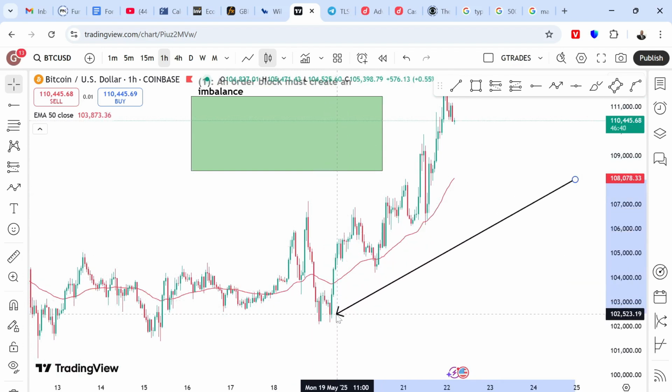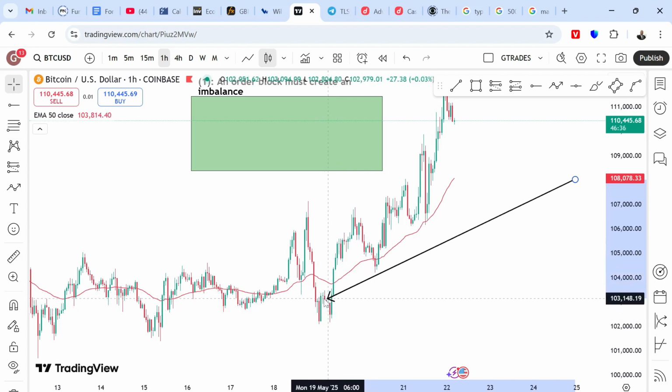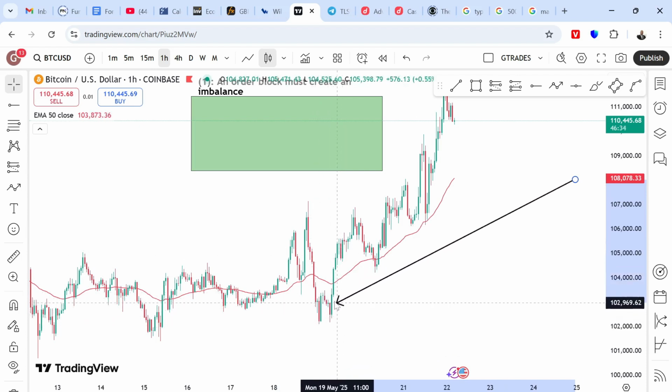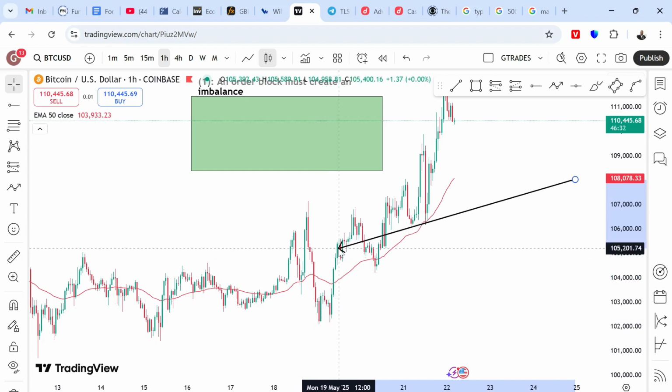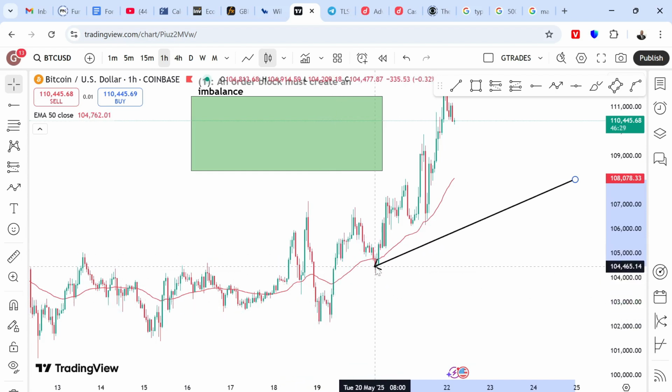So whenever you see this significant push, price has left you with an imbalance. So that area where that push came from is regarded as what? An order block. So stay with me.